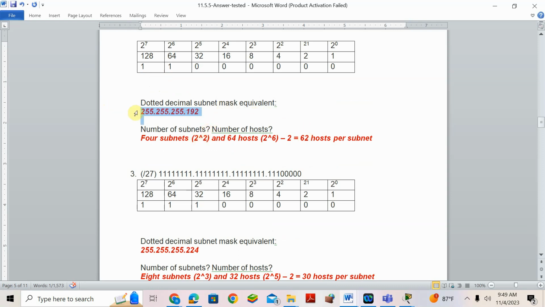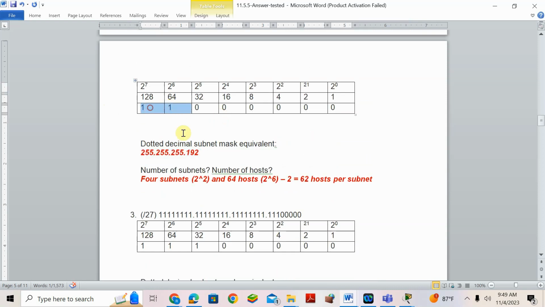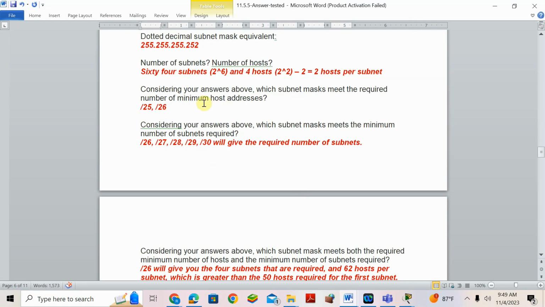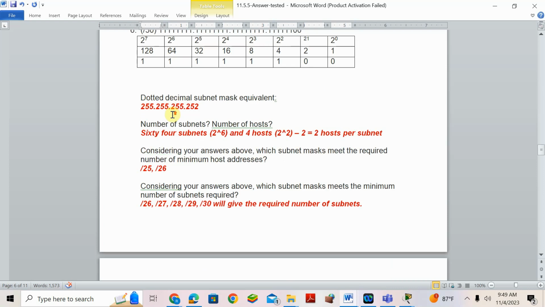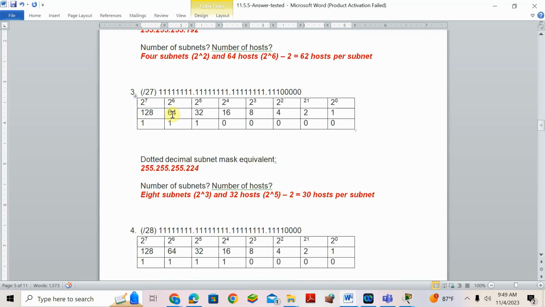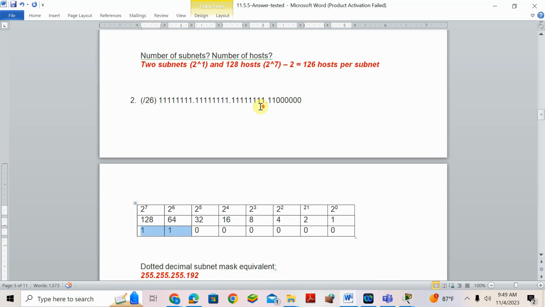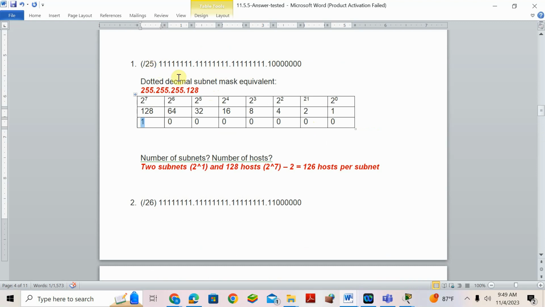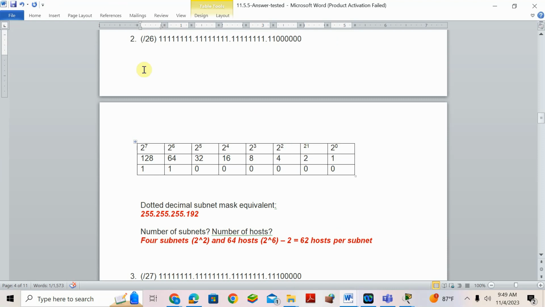Okay, so how many bits do we have to borrow? Only 2 bits you have to borrow. So here we can use /25 and /26, but /25 is more. /25 means 128. So we have one network bit, 2 power 1, 2 subnets and 126 hosts, but I don't want this much. I'll go for the next one, which minimizes the number of IP addresses used.